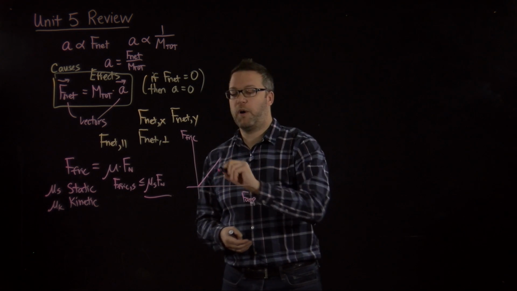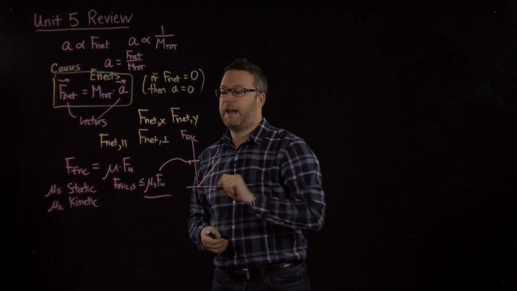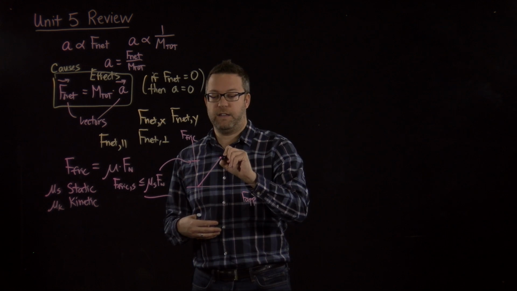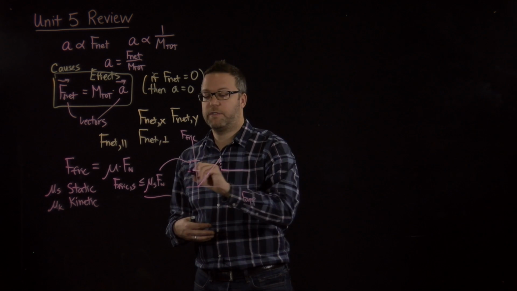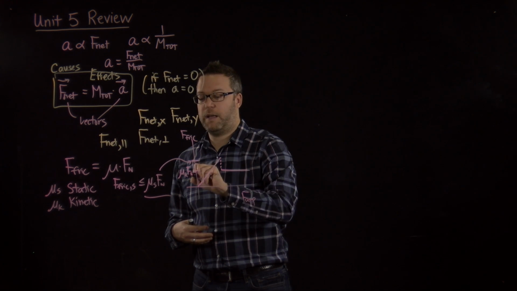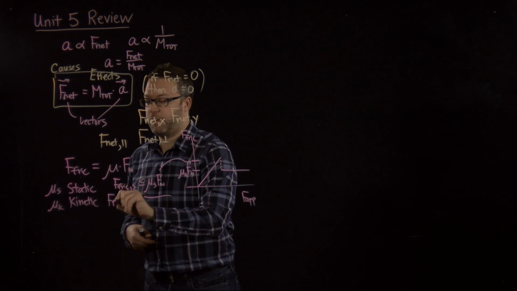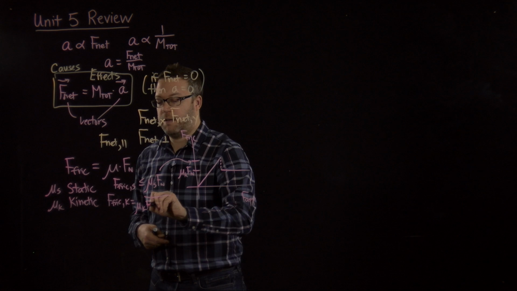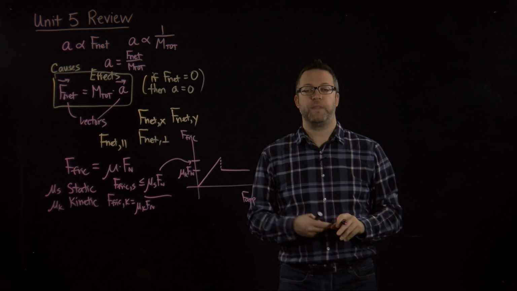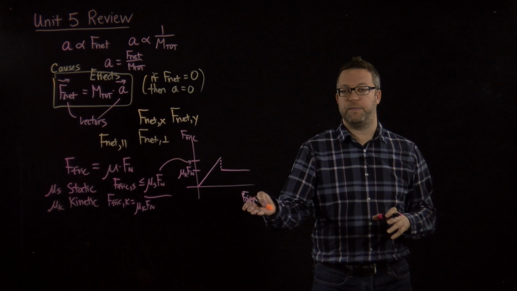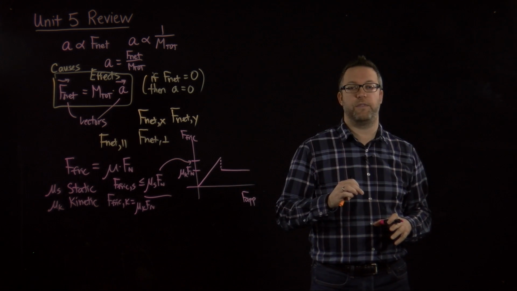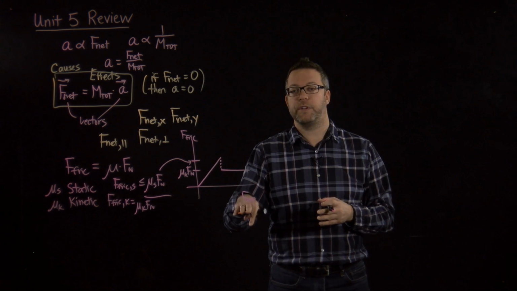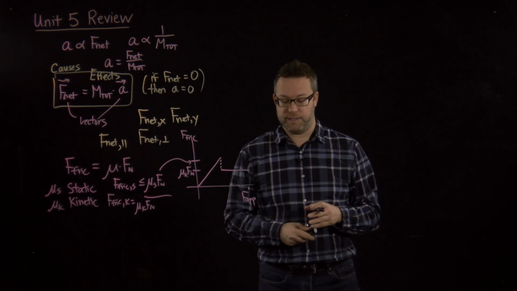But that means that it goes up for a while until it reaches this maximum value of mu s times the normal force. After that, it's going to drop back down, and this will be mu kinetic times the normal force. So the force of friction kinetic is equal to mu k times the normal force, and that's always true. So no matter how hard you push on something, it will have a constant force of kinetic friction. That means that the harder you push, it's going to accelerate more because of your applied force, but the amount of kinetic friction will be the same.